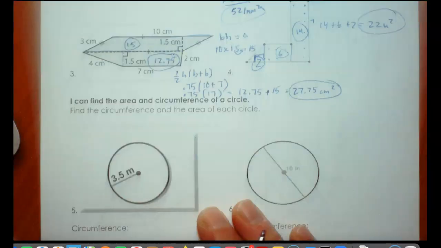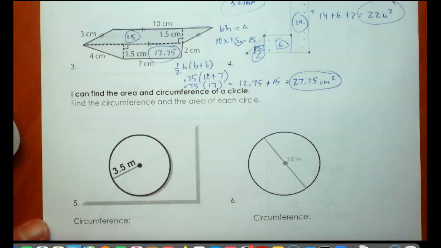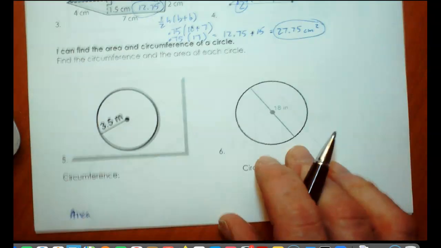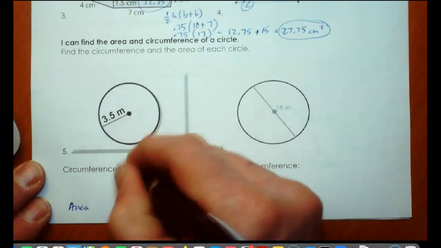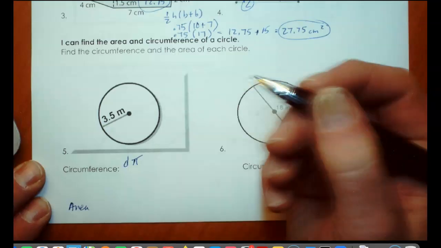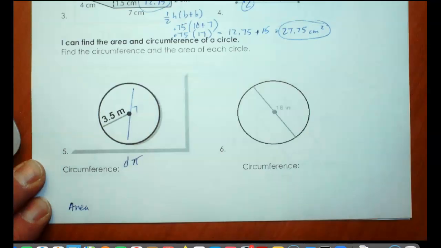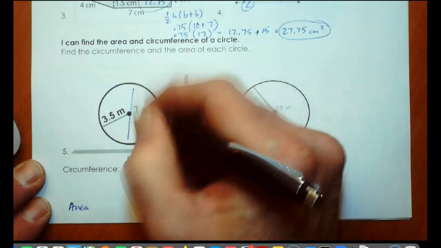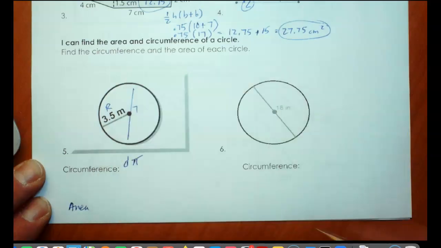All right, area and circumference of circles. The area, it says area down here too. I think it's on the next page, but we'll do them both right here. So the circumference, here's the formula. Diameter times pi. In this case, we don't have a diameter, so we'll make one. Diameter is the line that goes all the way across. It's the long word, diameter, and it's the long line.